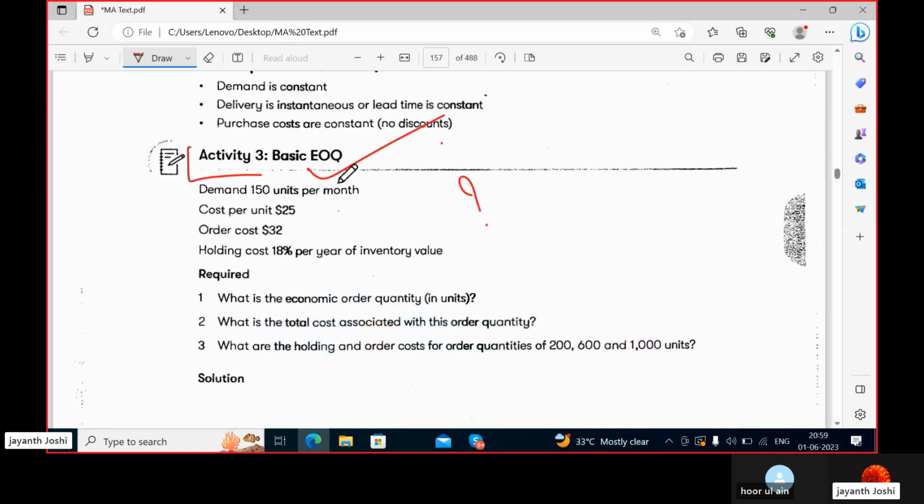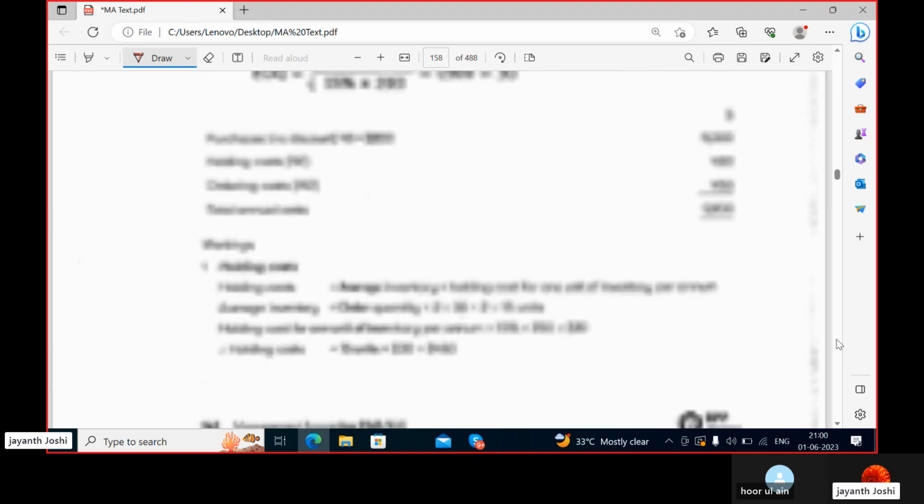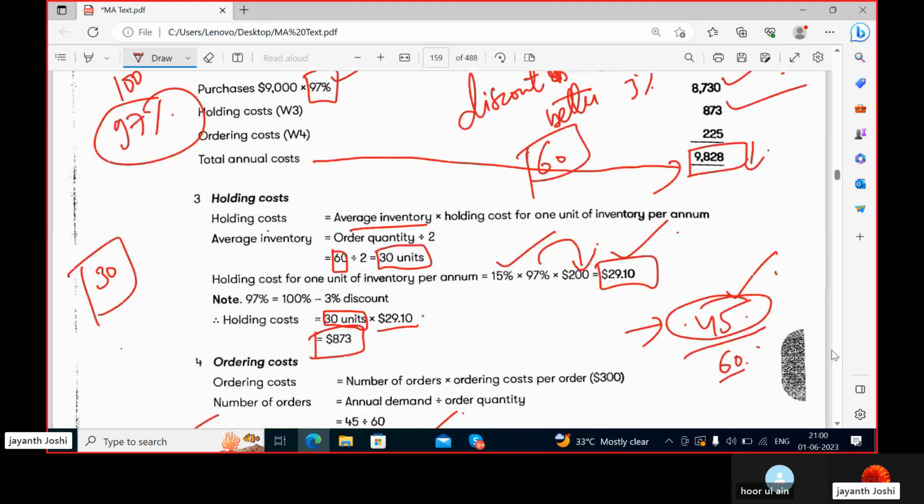So you should take this information. Demand is 150 units per month. And they have given the cost per unit, ordering cost and holding cost, 18% per year of inventory value. Inventory value is nothing but this one. So you can take this information whereby you can easily find out the EOQ. There's nothing to worry about because it's a simple question. And you can add this extra information to that question. The extra information is here.